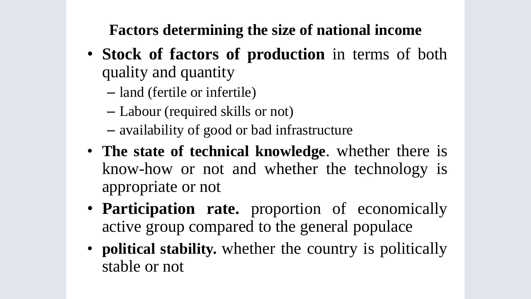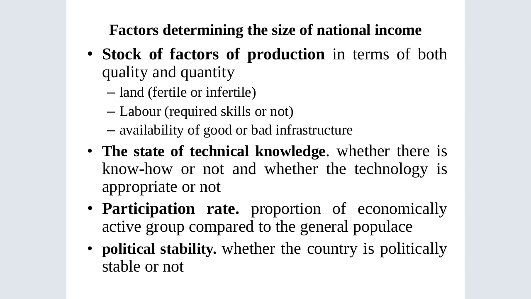So availability of good or bad infrastructure. Infrastructure is also key in determining the size of the national income. So if you look at the developed countries, they have very good infrastructure. And that's why their national income is always higher than the developing countries. The developing countries have very poor infrastructure. That's why their level of income is also lower.